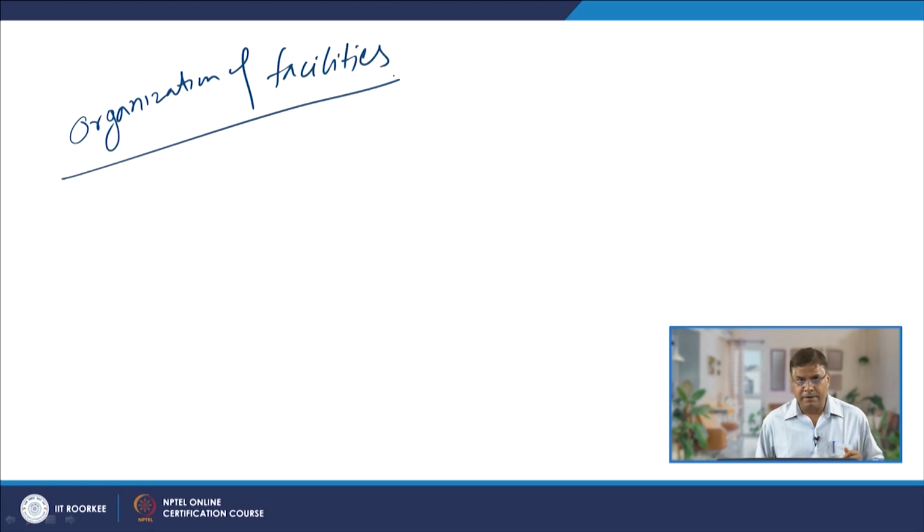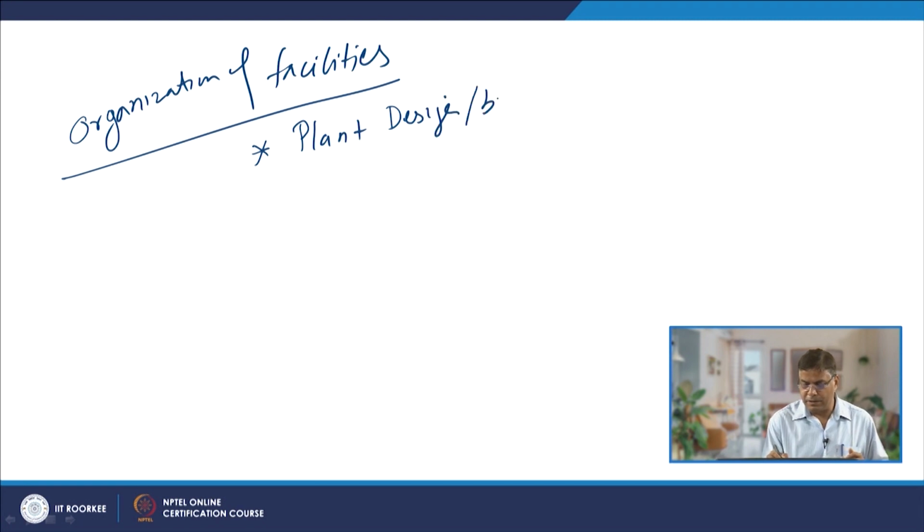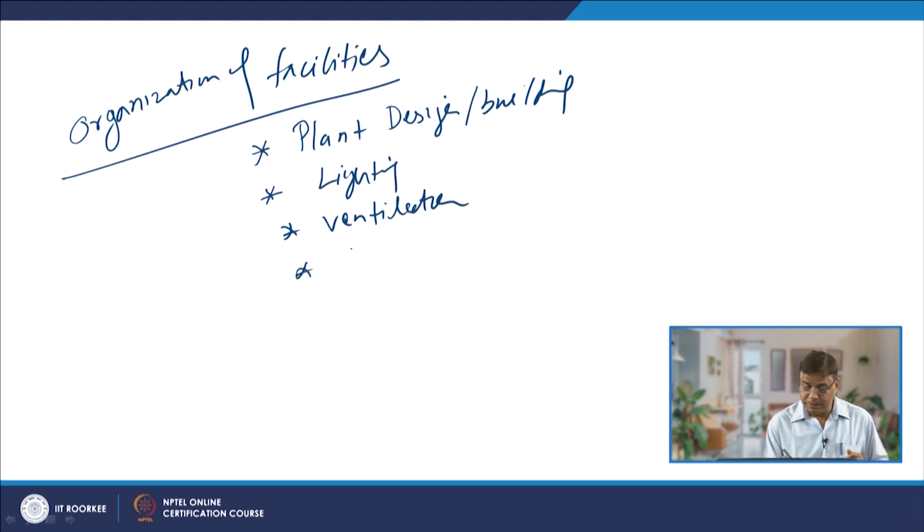in a plant is to a great extent influenced by the kind of plant building, or the plant design, or design of the building which is there. Then there are other factors like the kind of lighting requirements, the kind of ventilation requirements, and the kind of worker facilities which are to be arranged.